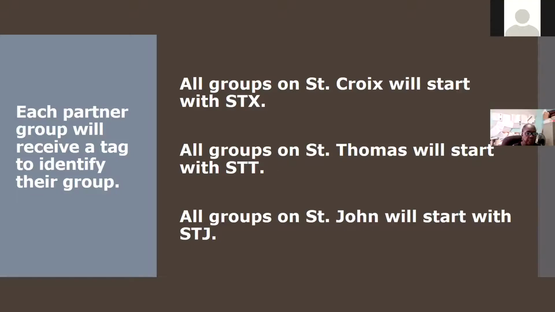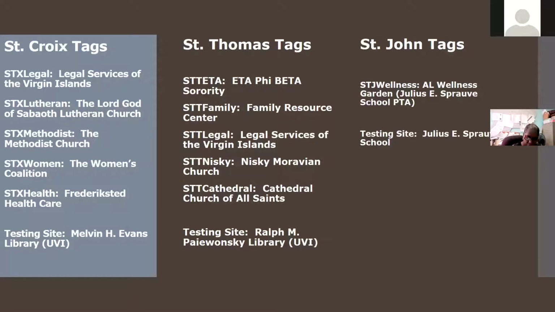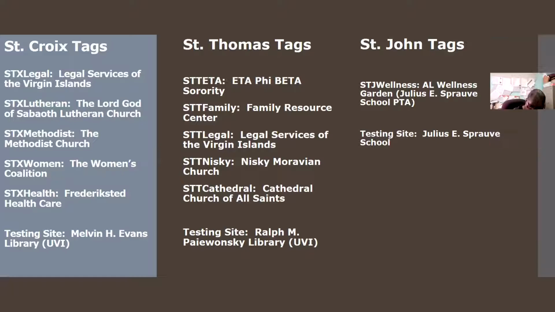Each partner will receive a tag to identify your group. Obviously, if you're a St. Croix group, STX is going to be the beginning of your tag, St. Thomas STT, and St. John STJ. And here are the tags. If you want to write this down, that's fine, but you'll have a copy of this video, and Nicole can also attach the PowerPoint to an email to you. Whichever way you want it, maybe we'll do both.